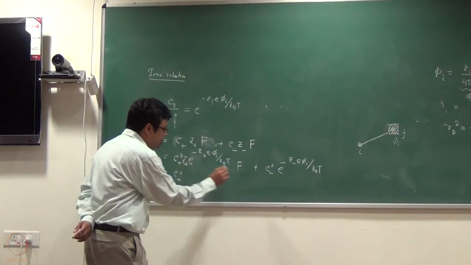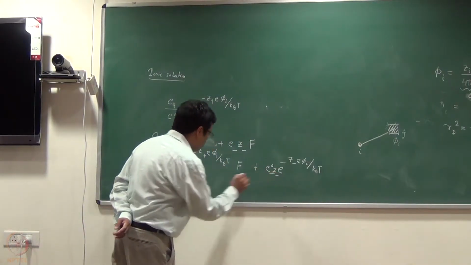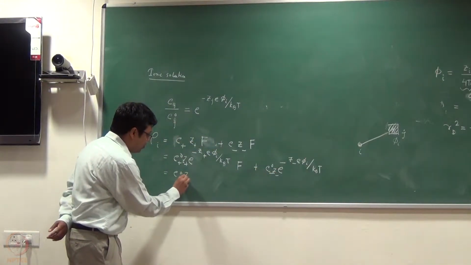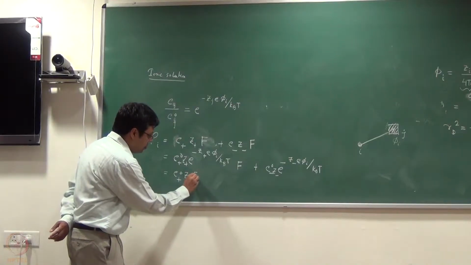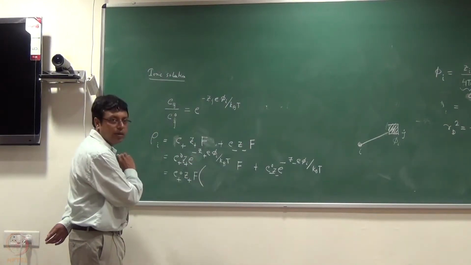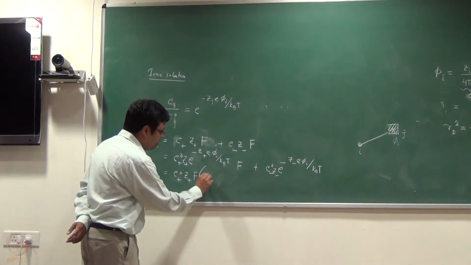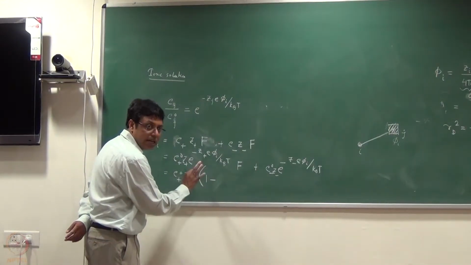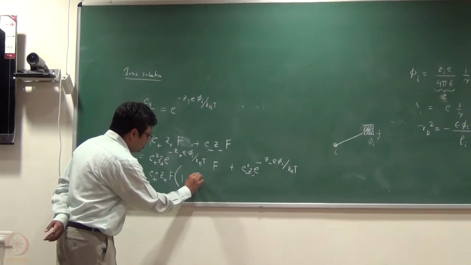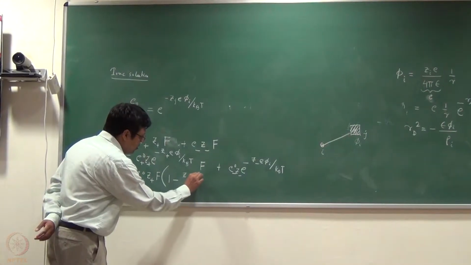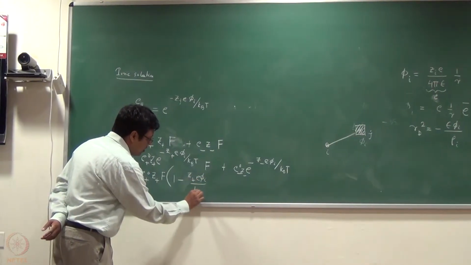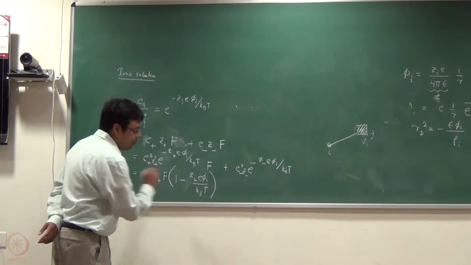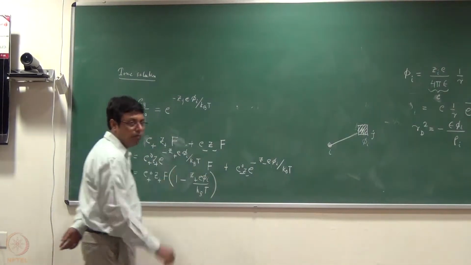Yeah, there is a z plus, there is z minus also. Right? So I have c0 plus z plus f. Okay, into, let us expand this thing. If I expand it, it will be 1 minus x, right? x is what? z plus e phi I divided by kBT. Okay, I'll have a similar term for the minus.